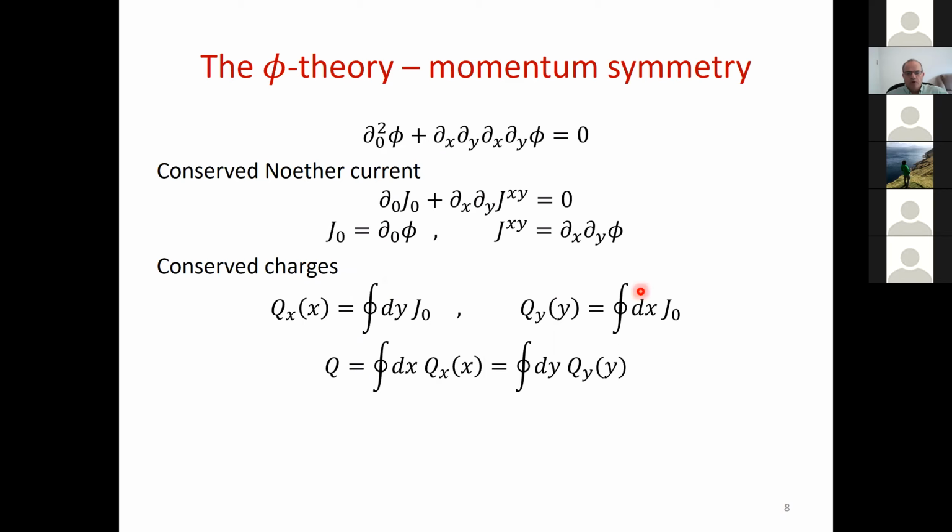I emphasize again, I work on the torus with periodic boundary conditions, and the torus is in the x and y directions. And notice that these two charges are conserved, because if I hit it with d by dt, I use the conservation equation here, and then I can integrate by parts in dy, and I get 0. And on the other hand, this charge, Q_x, does depend on x. There's no reason it shouldn't depend on x.